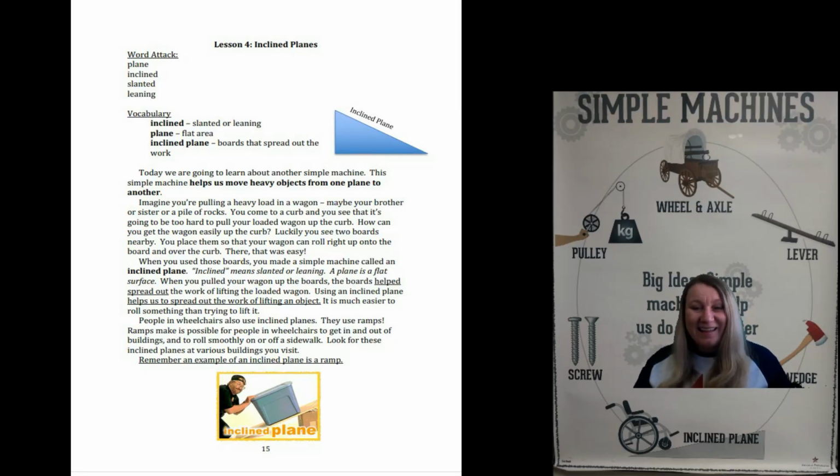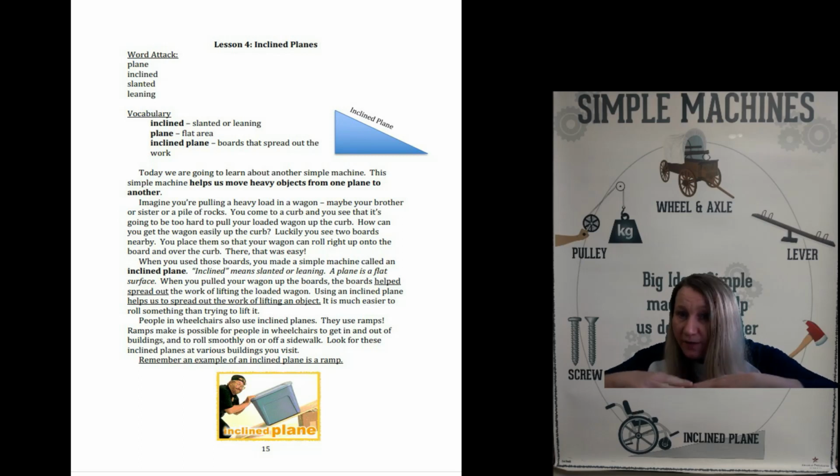All right. Isn't that exciting to see an inclined plane in use? So exciting. Well, there's even more to this. Let's go back to our packet. Next paragraph says, when you used those boards like we did in the video, you made a simple machine called an inclined plane. Now, inclined means leaning or slanted. Slanted or leaning is an inclined plane. A plane, remember, is the flat surface.